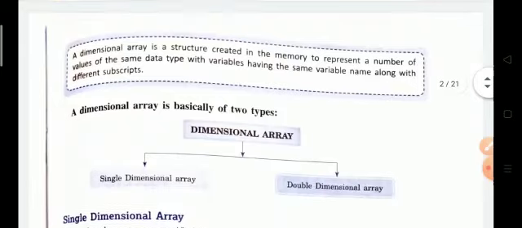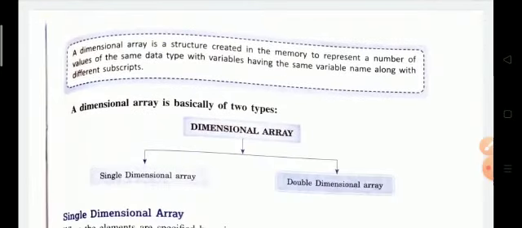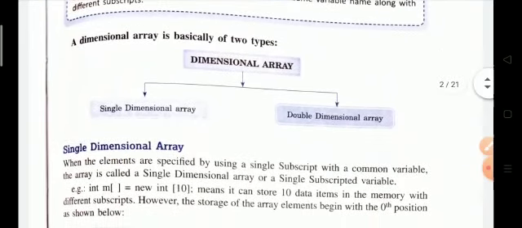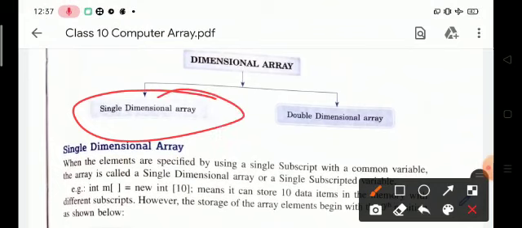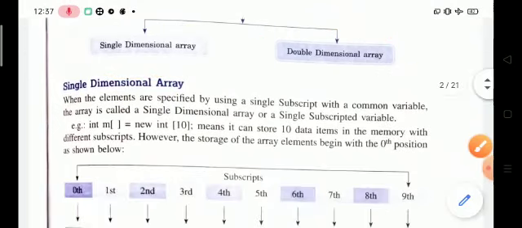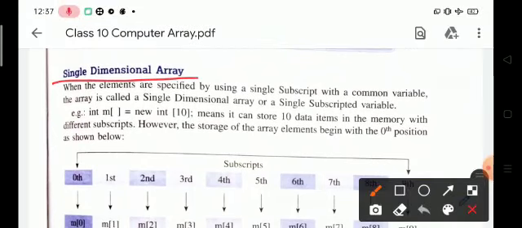Now the question is: how many types of arrays are used in Java? Children, there are two types of arrays. The first one is the single dimensional array and the second one is the double dimensional array. A single dimensional array means the number of subscripts is 1. In other words, when the elements are specified using a single subscript with a common variable, the array is called a single dimensional array.